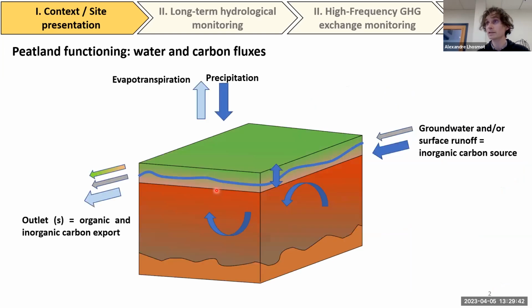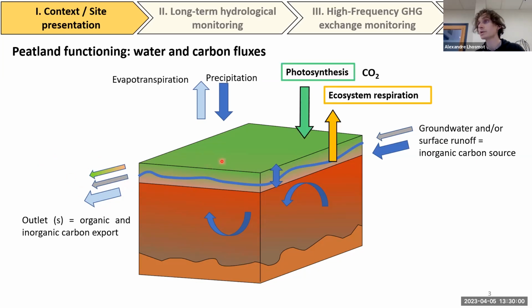This volume of peat is subject to ingoing and outgoing flows of water, as we can see on this scheme. Some of these water fluxes are purveyors of carbon. You have, for example, inorganic carbon supply from groundwater, or inorganic and organic carbon exported at the outlet of peatlands. In addition, peatlands exchange carbon directly with the atmosphere through vertical fluxes.